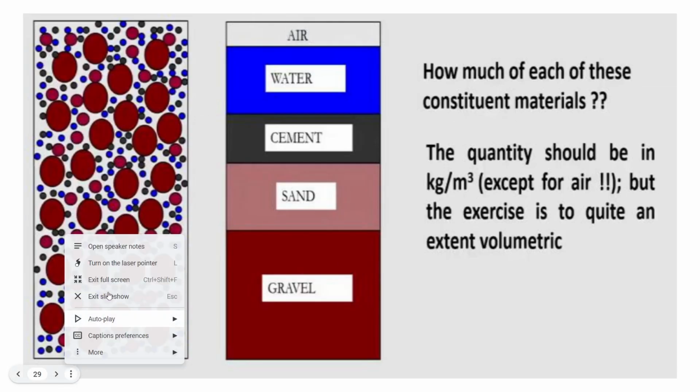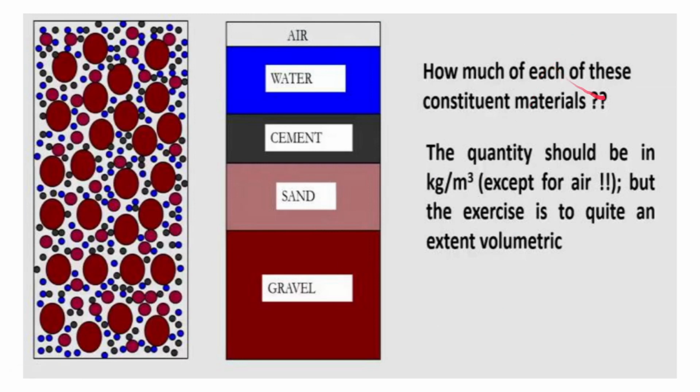Now our job is to find out how much of each of these constituent materials we require. The quantity should be in kg per cubic meter, and we will calculate the weight of every constituent apart from air, because the weight of air is negligible. However, in the volume case we have to consider the volume of air as well. We will see how it is calculated.